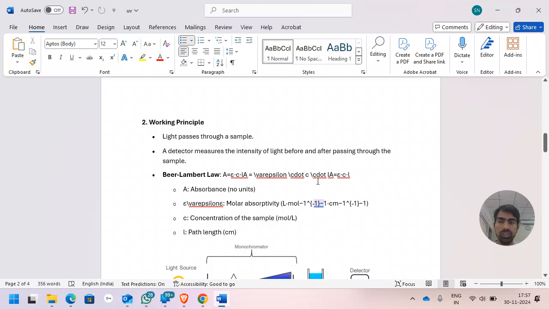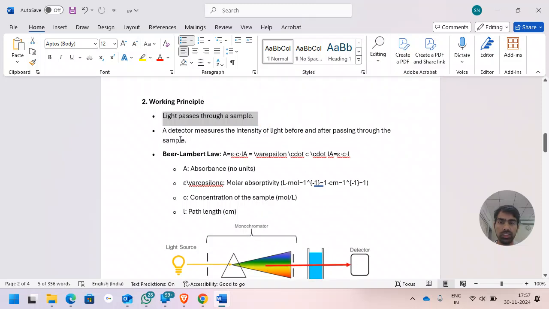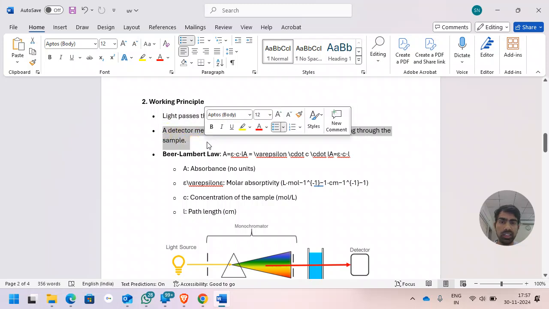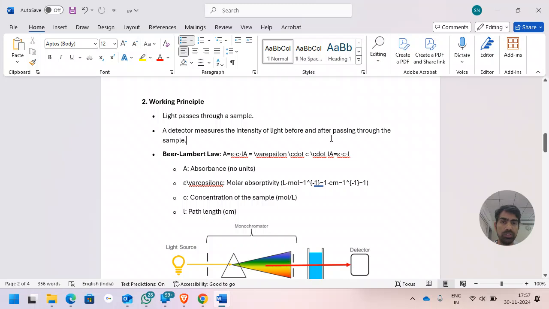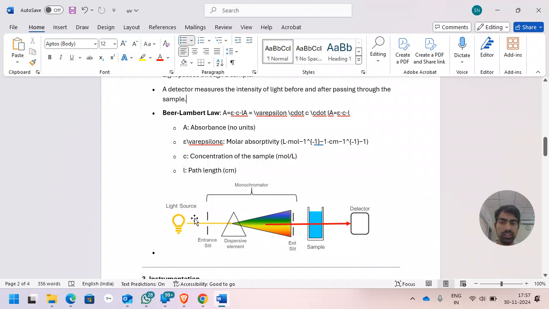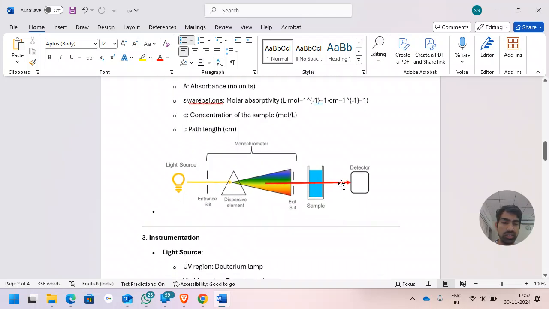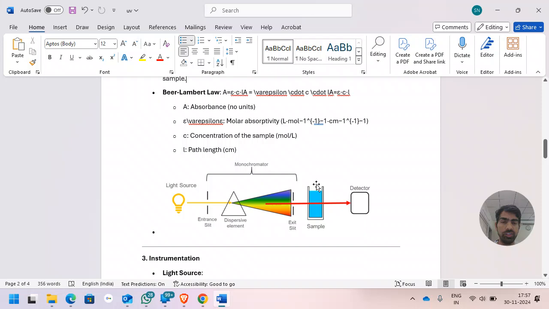Here is how UV spectroscopy works. Light passes through the sample. The detector measures the intensity of the light before and after passing through the sample. For example, the light source sends 100% light through here. Then after passing through the sample, it reaches the detector. How much light is absorbed by the sample is what we mainly measure here.